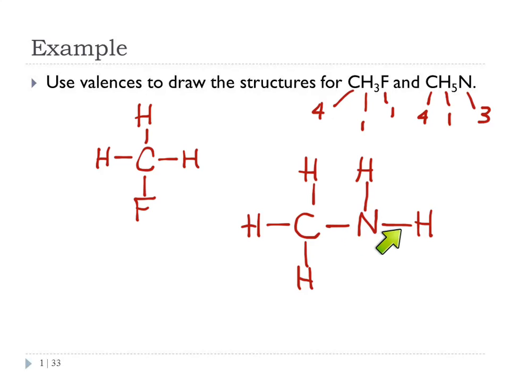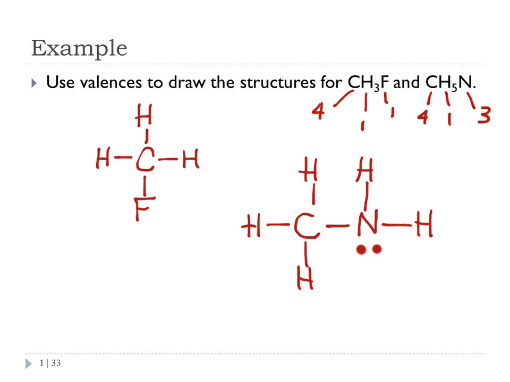But the nitrogen now has 1, 2, 3 bonds. That's what it wants to have. The carbon has 4 bonds. What's not shown here is that there's a lone pair on the nitrogen. That's where the rest of the 8 electrons is.